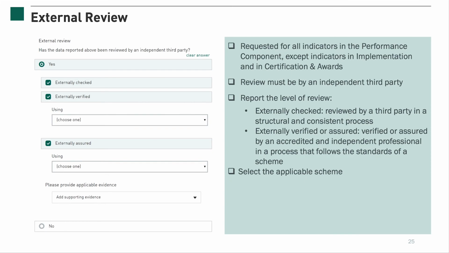External data review adds credibility to data and makes it more reliable to use in decision-making. The review process must be completed by an independent third party, which is typically a consultancy or auditing firm. Externally checked means that the data has been reviewed in a structured and consistent process. Externally verified or assured means that the review process follows an existing scheme and is in line with the standards set by the scheme. It can only be completed by an accredited professional. Select the applicable scheme using the drop-down. The question on external review is not scored.